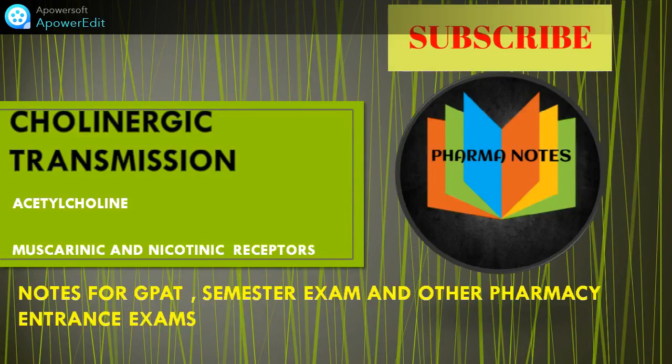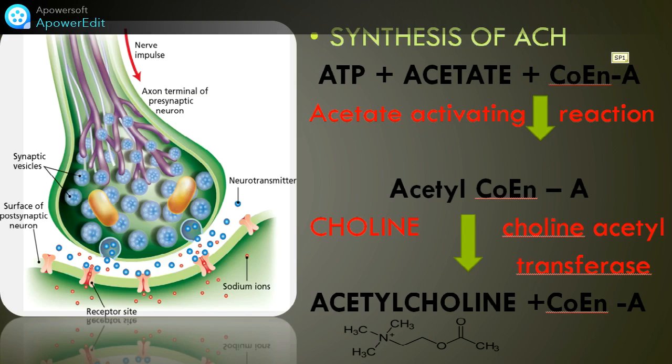Welcome to Pharma Notes. Let us learn about cholinergic transmitter and synthesis, release, and storage of acetylcholine, and some important points of muscarinic and nicotinic receptors. So, first, synthesis of acetylcholine.